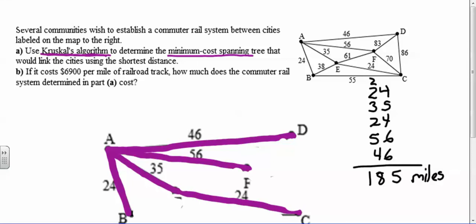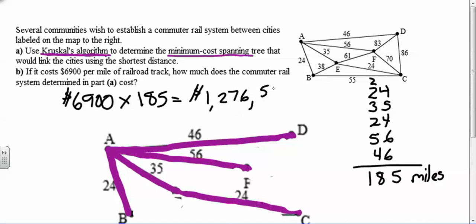And if it costs $6,900 per mile of railroad track, how much does the commuter rail system cost that we just found? Well, we would go 185 times 6,900, and it'd be a total cost of $1,276,500. So again, we would take 6,900 and times that by every mile of track, which was 185 miles, and we would get $1,276,500. That would be the total cost to construct that minimum cost spanning tree. All other spanning trees for that graph, which relates to those cities, would cost more than that amount.